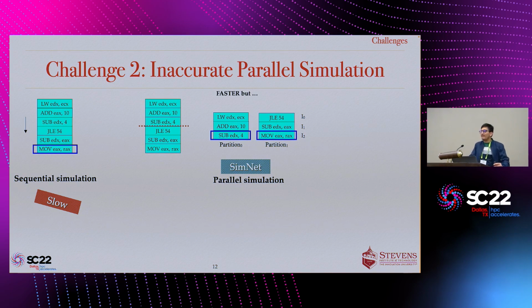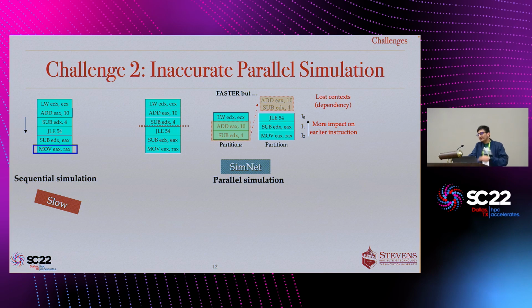So it is definitely faster, right? We can have many processors, many partitions, and we can simulate them in parallel. But the main drawback here is that with this kind of partition, there is lost dependency between the instructions, because simulation is sequential in nature. For example, here, the JLE instruction of partition 1 can be dependent on two earlier instructions, add and sub, from partition 0. So this kind of partition results in inaccurate prediction.